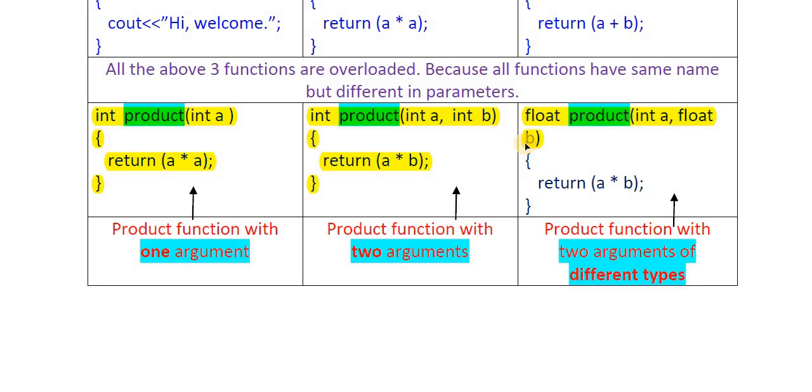So here, in the second example the function name is product and there are two parameters, and in the third example the function name is product and here also two parameters. But in the second example both parameters are integer type. But in the third example the first parameter is integer type and the second parameter is float type, hence the parameters are different. So all these product functions are overloaded.